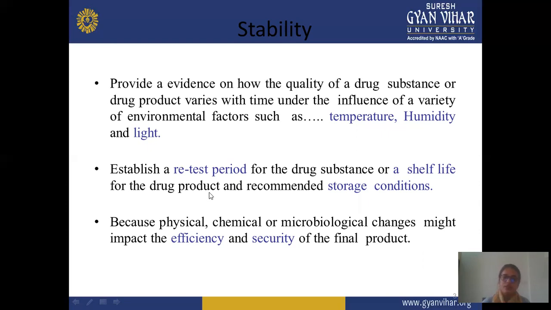Next, physical, chemical, and microbiological changes might affect the efficacy and safety of the final product. Not only certain environmental factors, but also certain physical, chemical, as well as microbial changes can affect your formulation or change the efficacy and safety of your final product. Suppose you do not take a proper particle size of drug or excipient, or use certain chemicals which are not compatible with each other, then your formulation may also show certain problems.